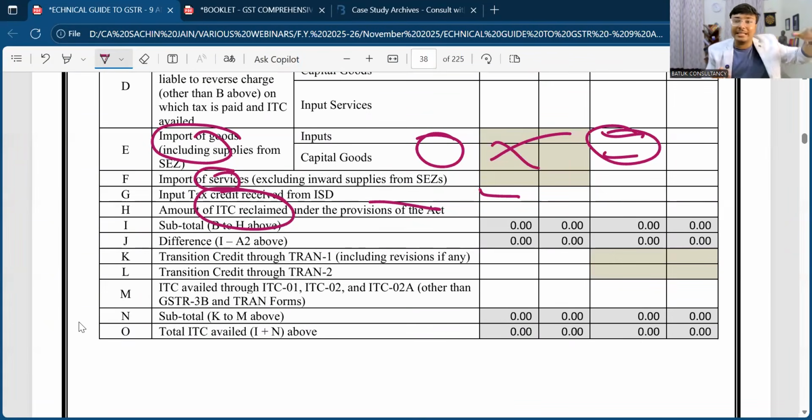Suppose you have taken the legal consultancy from a person who is registered under GST, and you have taken the legal fees, so you have to pay the RCM. So you need to bifurcate it under registered person. We know, sir, 8A, 8B we will discuss in our next session.